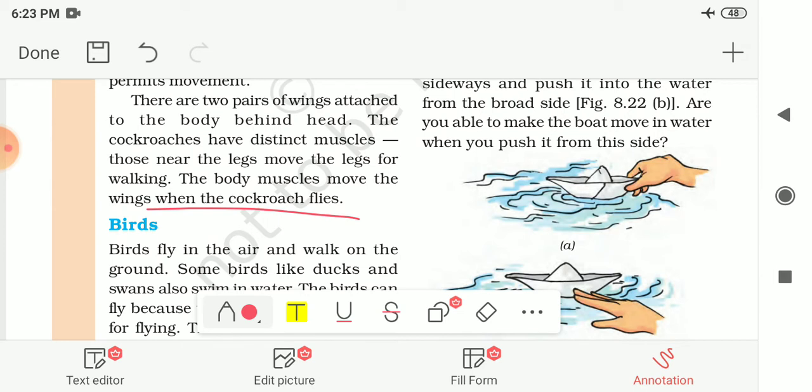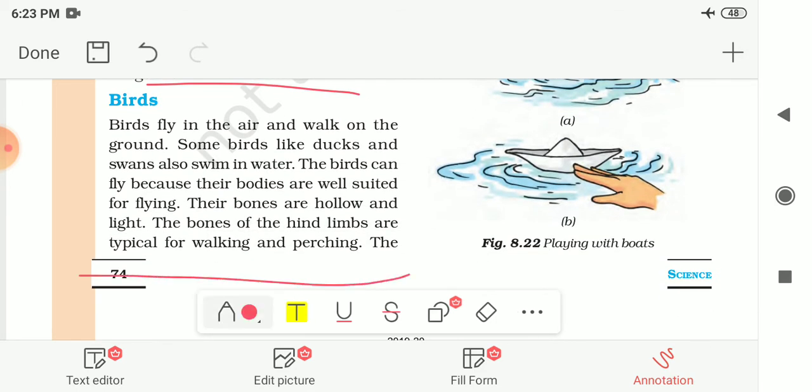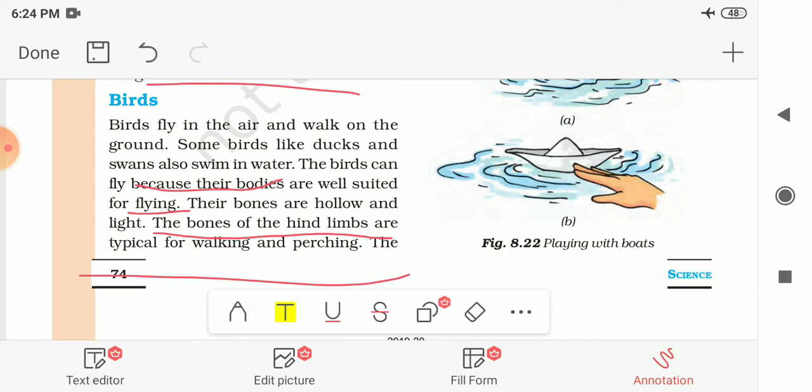Now next is birds. Birds fly in the air and walk on the ground. Some birds like ducks and swans also swim in water. Birds can fly because their bodies are well suited for flying. Their bones are hollow, that means they are empty from inside, and light in weight. The bones of the hind limbs, that means back legs, are typical for walking and perching, that means sitting.